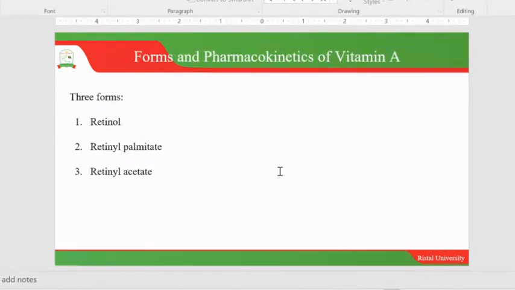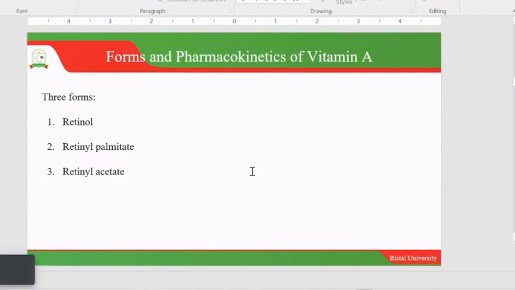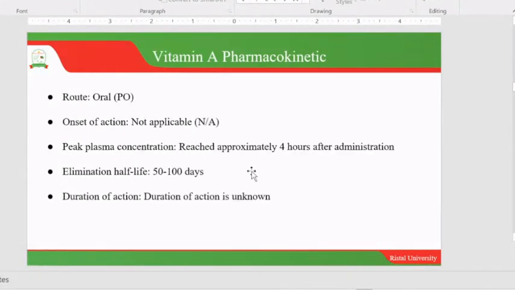Right. So what are the forms and pharmacokinetics of vitamin A? Like we have said, vitamin A exists in three forms. We have retinol, we have retinyl palmitate, and also we have retinyl acetate.